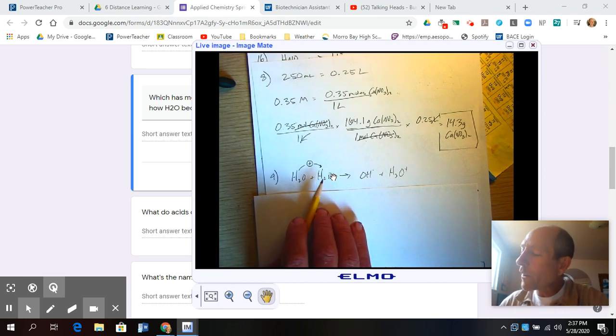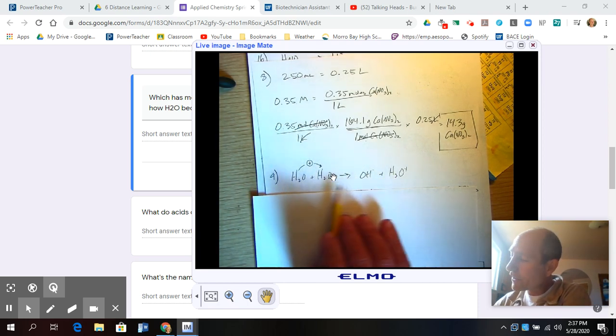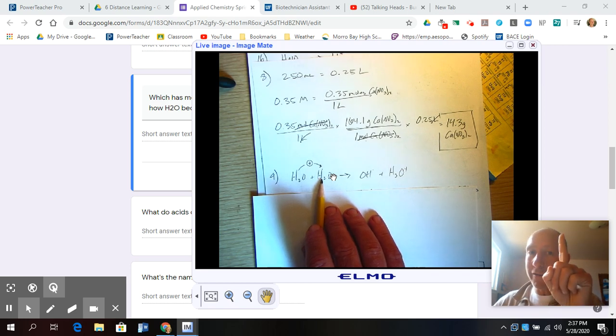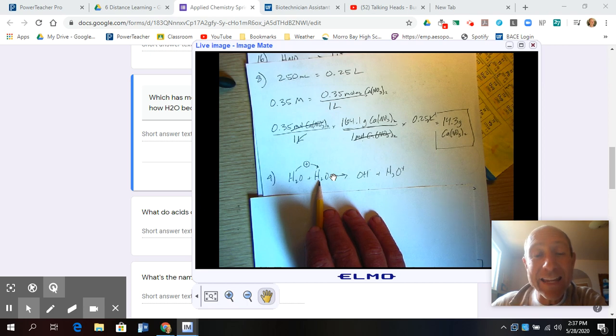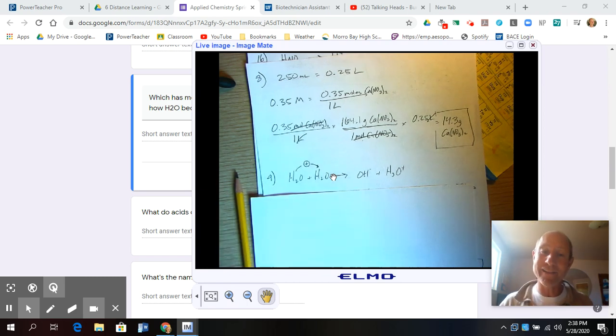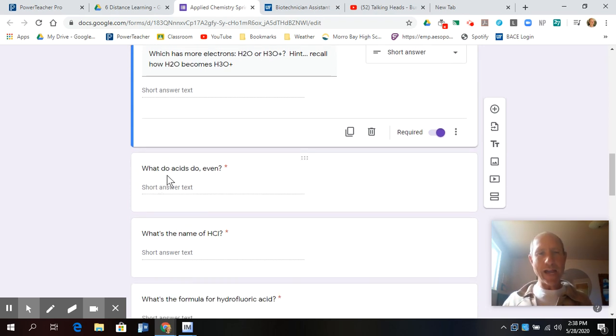So anyway, what this hydronium over here has that this water molecule doesn't is one single particle. And that particle is a hydrogen ion, also known as a proton. So this water molecule gained a proton. Did it gain any electrons? No. Did it lose any electrons? No. So it has the same number of electrons it started with. Therefore, hydronium and water have the same number of electrons. Thank you very much.